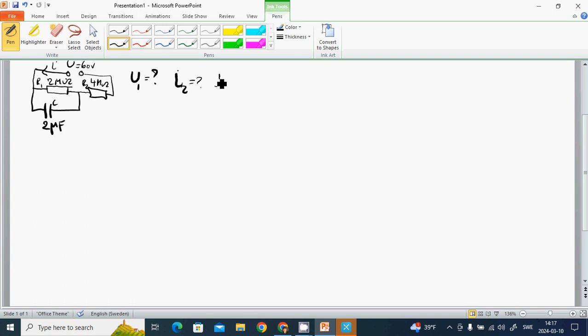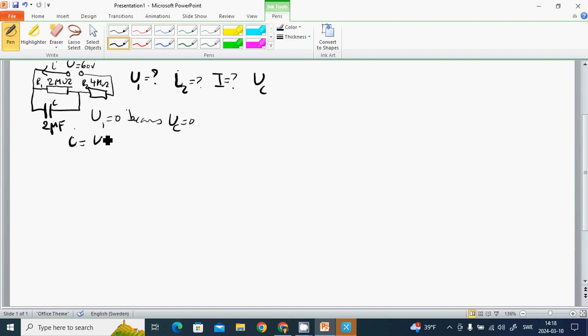And after a long time, what is I, and what is UC? At the moment, U1 is zero, because the capacitance is not charged, so the voltage over the capacitance is zero, which is the voltage over R1. Then U1 is zero because UC is zero. The voltage over the other resistor holds the 60.